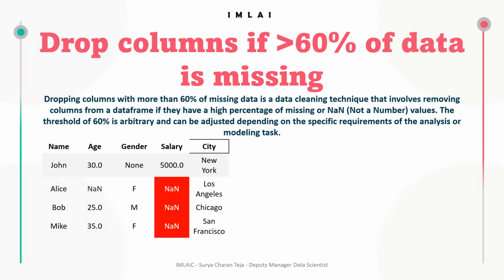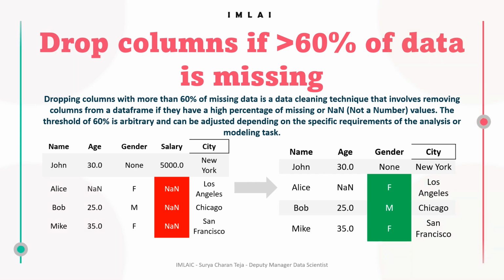So this is our data set. It's again customer data which consists of 5 columns. Out of that, in the salary column, 3 values are missing. Total 4 rows, out of that, 3 values are missing. Now more than 60% of data is missing in this column. So what can we do when most of the column is empty? Simply we will remove that column itself. You can see that the salary column is completely removed.